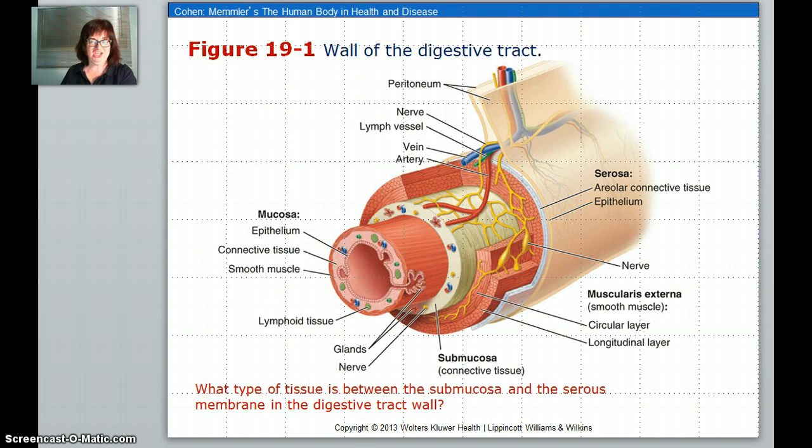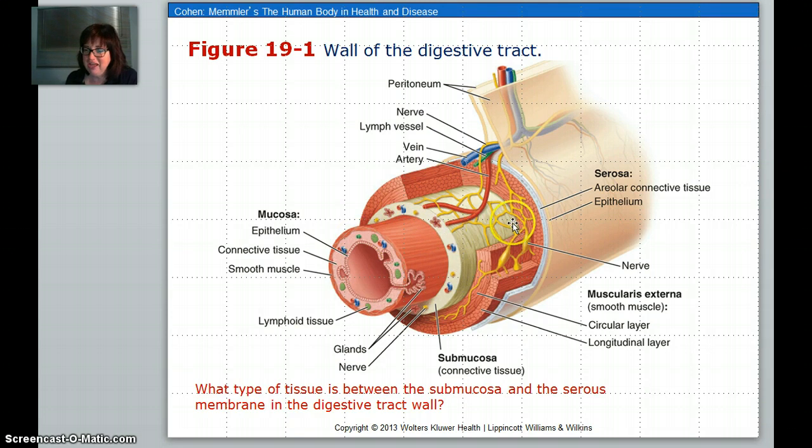When we look at the digestive tract, realize there are four layers. You have your mucosa, which is the epithelium, connective tissue and smooth muscle layer. Then you have your submucosa. Submucosa means below, so it's below the mucosa. Here is a connective tissue layer.